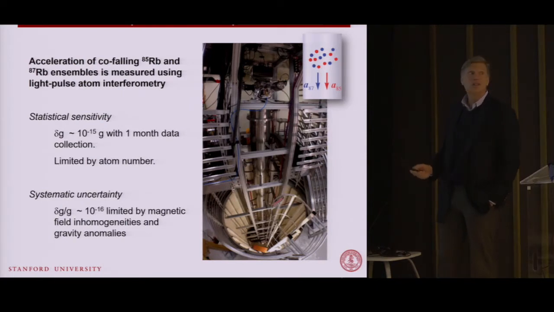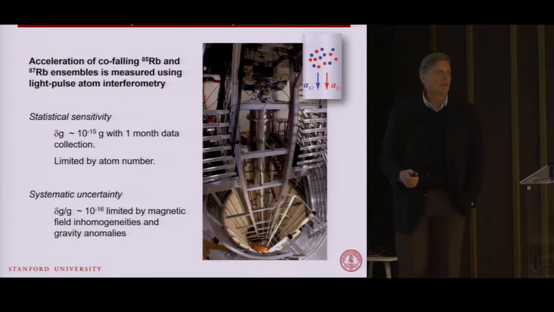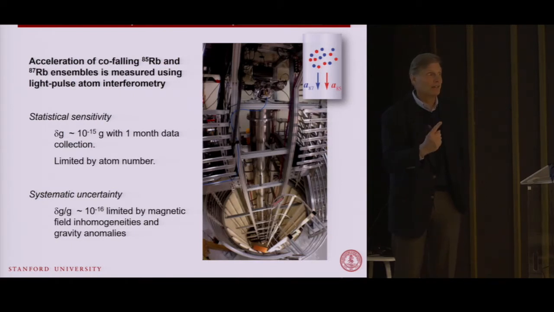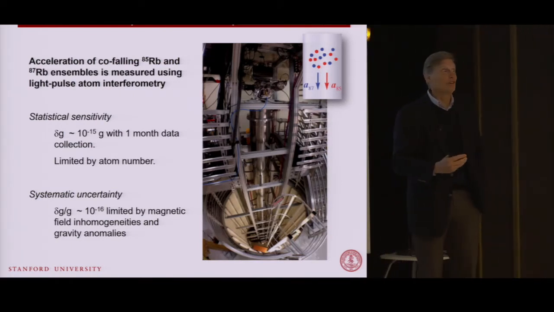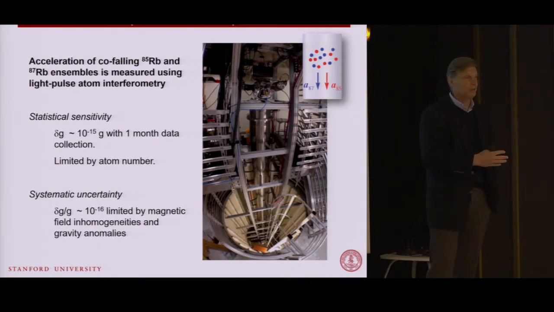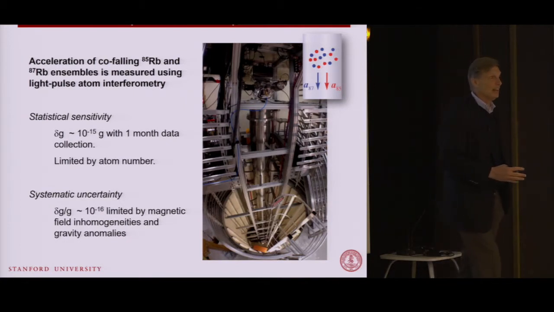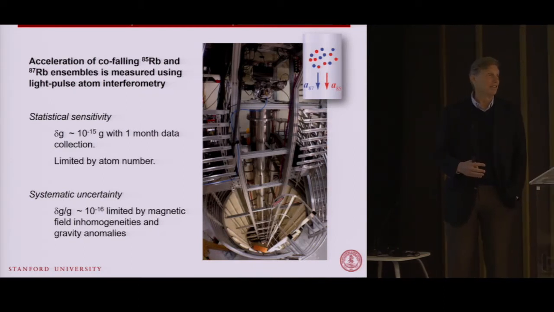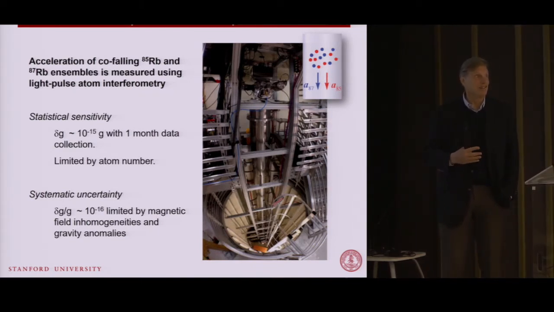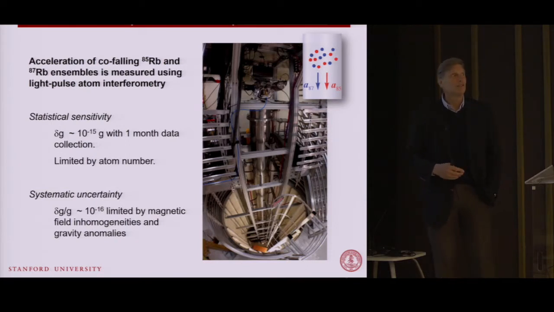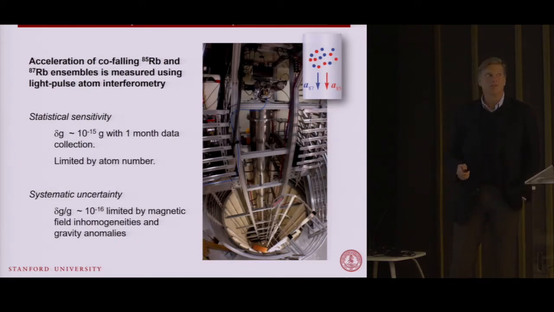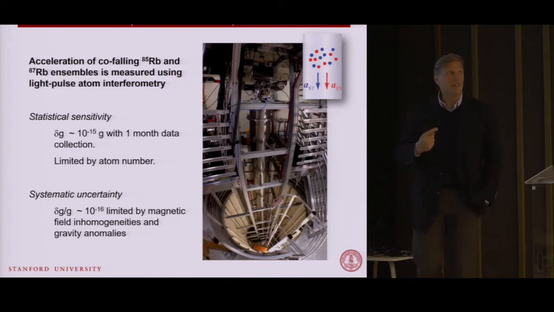free fall of two different ensembles of atoms, a rubidium-85 ensemble and a rubidium-87 ensemble. Each has its own expected phase shift in the interferometer output, which, if the equivalence principle is not violated, is something we can calculate and know. And we can measure that phase shift and compare it with what theory says. And if there's a violation or a difference observed, that could be due to a violation of the principle of equivalence. Due to the statistical sensitivity of our apparatus, we can set very stringent limits, we think, on this principle.